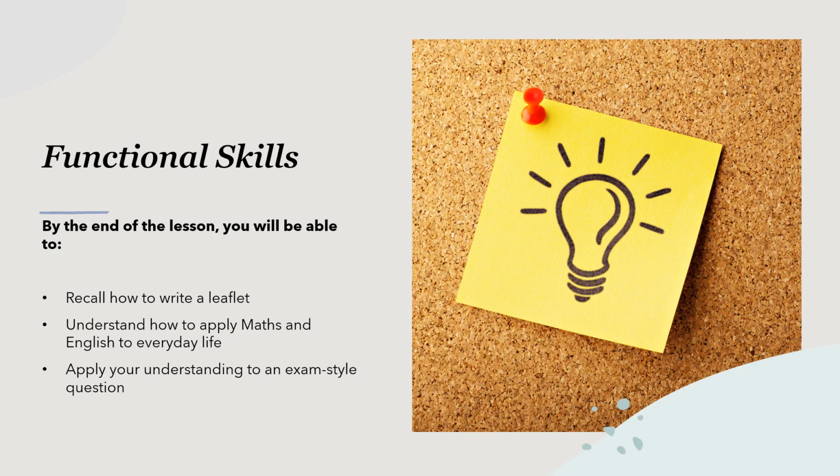So within our actual learning objectives, we need to recall how to write a leaflet, understand how to apply maths and English to everyday life, and apply your understanding to an exam style question. So if you are thinking about, let's say, functional skills English, this will all be working towards your writing assessment, both for level 1 and for level 2. We're going to look at how to integrate those skills and help build you up and go on to the next level in your course.